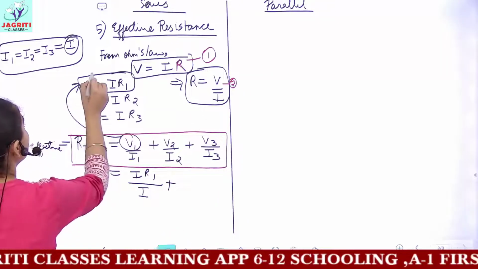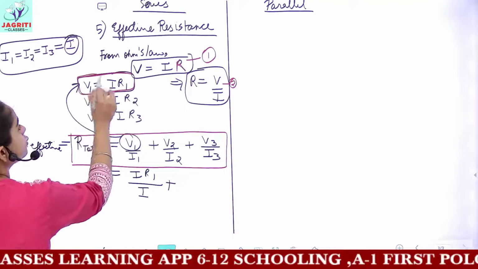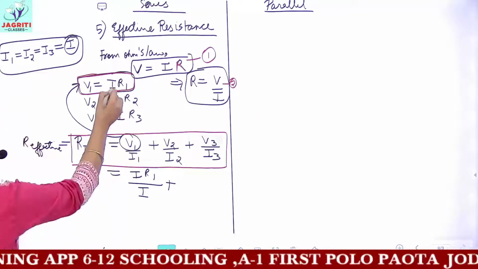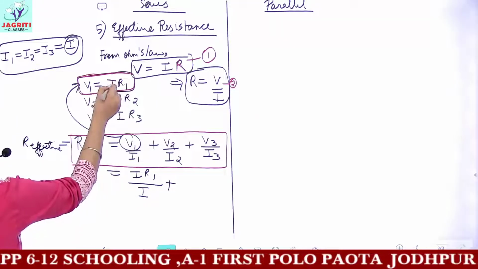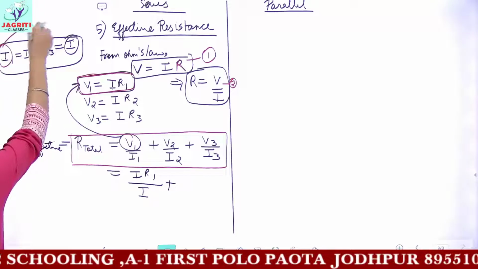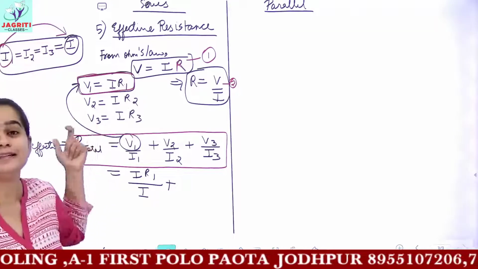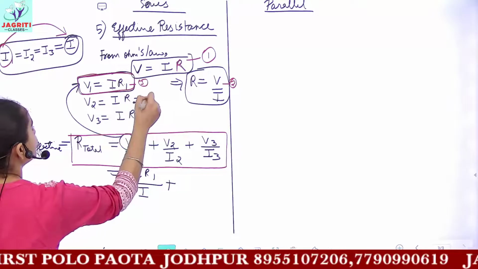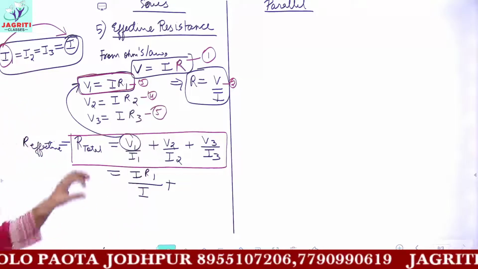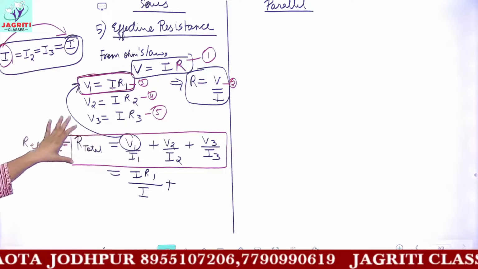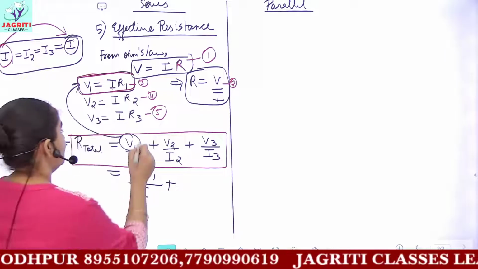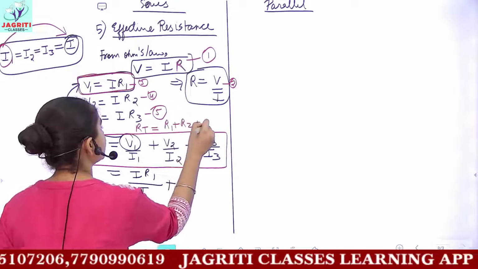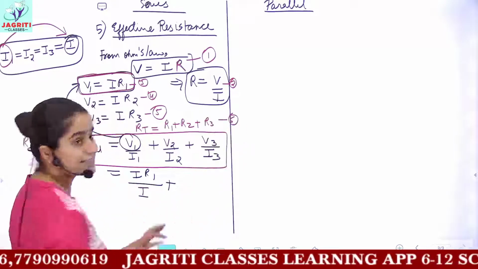Now I am saying, what is the potential V1? So V is I into R, current multiplied by resistance. So we know I1 into R1, but I have not written I1 here. Why? Because I1 is equal to I. We have just seen that in the previous point. Similarly, I got the third, fourth and fifth equations. Now what would be the total or effective resistance? R total would be equal to R1 plus R2 plus R3. Make this equation your sixth equation.